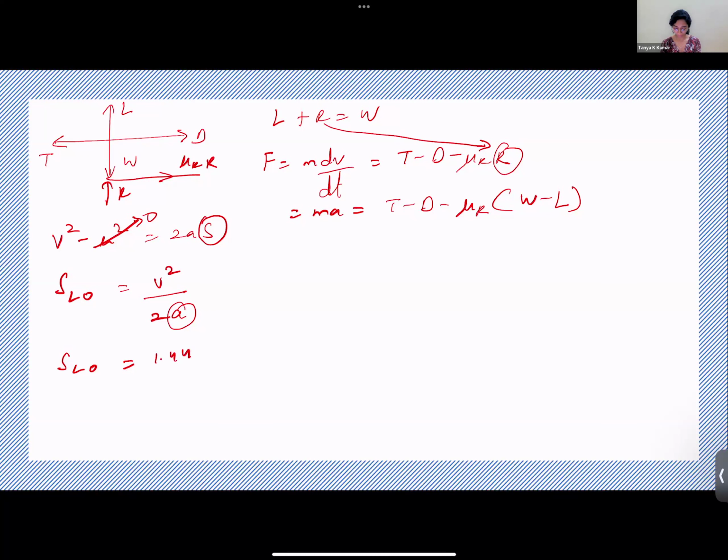1.44 W, wing loading, by g rho and thrust loading. Am I missing some term? Yeah, this is CL max also, right? Is this correct? Am I missing some term?